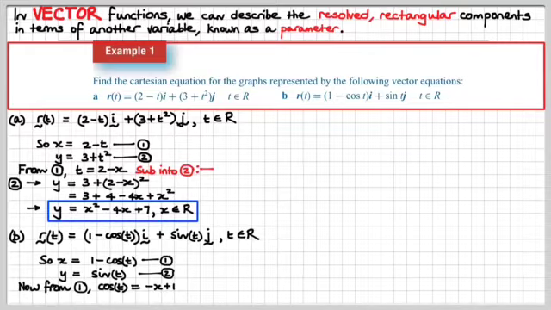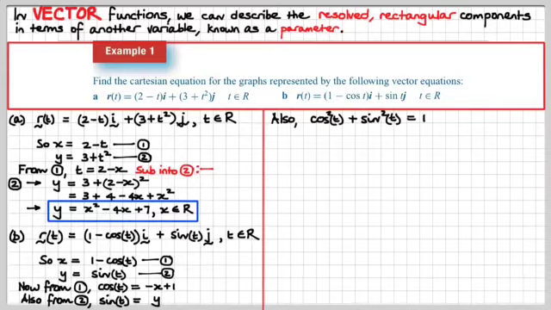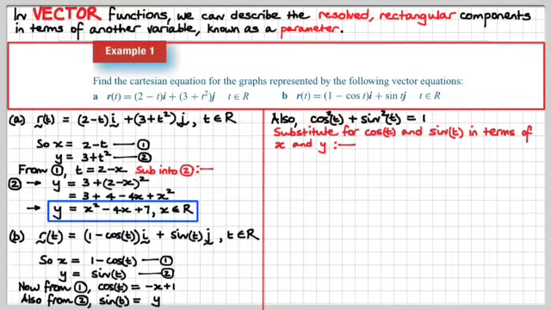So I'm making cos t the subject from equation 1, and I'm making sine t the subject from equation 2. Now I'm going to use the old faithful theorem, cos squared t plus sine squared t equals 1, and I'm going to substitute in for what cos t was, and sine t is that. So I'm going to put them into that equation, and I'm going to get that. There you go. So (x minus 1) squared plus y squared equals 1.